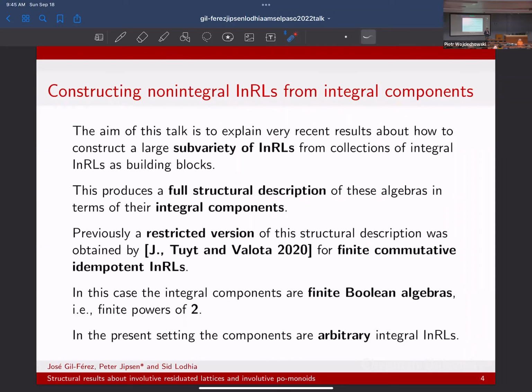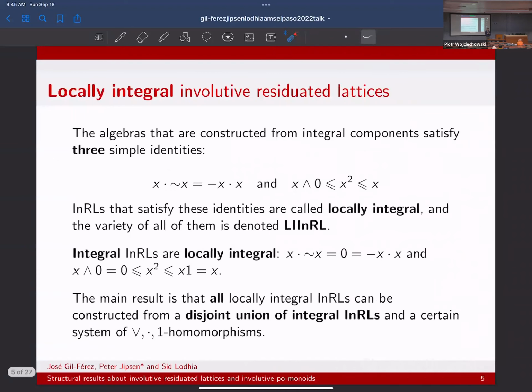And in this restricted case, when you assume idempotence, the integral components are just Boolean algebras. And we restricted ourselves to finite things because we wanted to see how it works. We were looking at finite Boolean algebras and how they get patched together. And so this finite 2-element Boolean algebra can be used to build non-integral things that looked very nice. And in this present setting, we don't have this description.